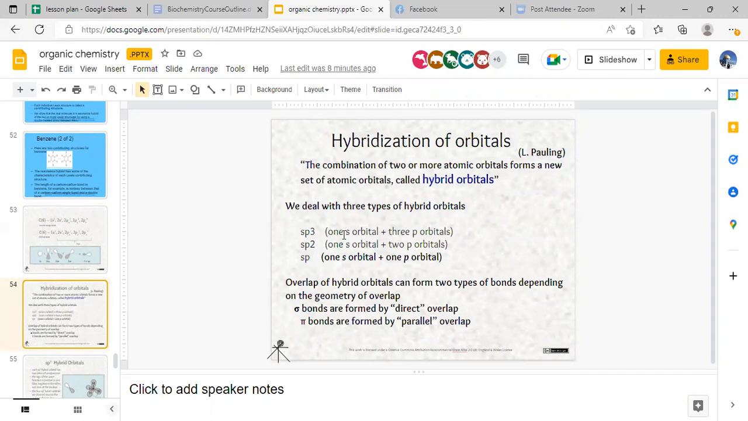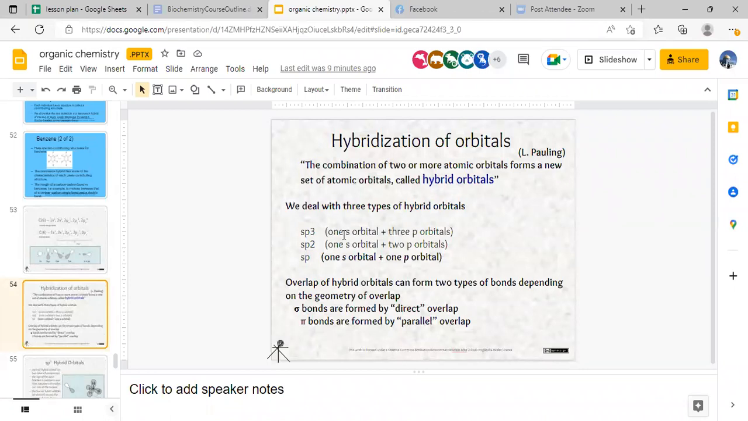So basically, each bond will occupy the corners of a pyramid. Kaya bent yung shape niya. Kaya medyo bali-bali yung drawing. Pag dinrawing mo yung line structure, para siyang bent, no? Bent talaga siya. So sp3.